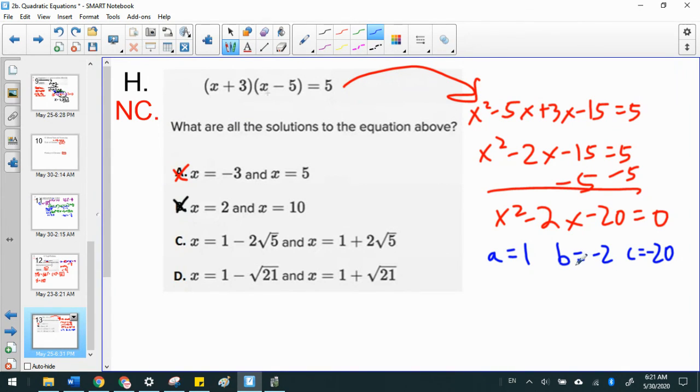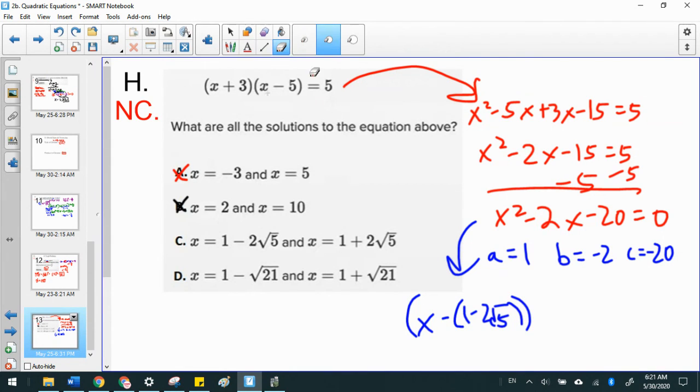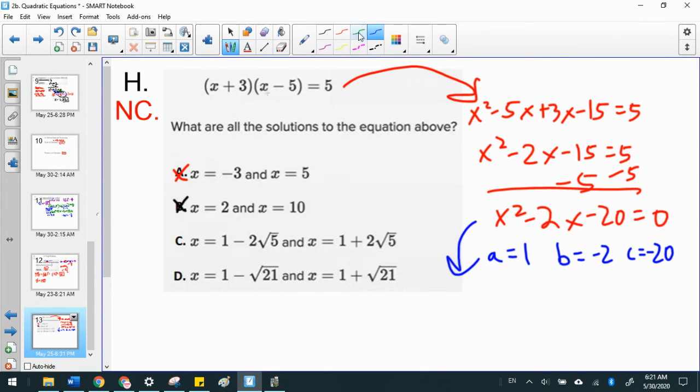One thing you should know is that factored form doesn't always work, especially when you have radicals. There's no way I'm going to have the foresight to separate this into x minus 1 minus 2 radical 5 in parentheses. That's just not going to happen. You can only do factored form with whole numbers. So then we're stuck with the quadratic formula.